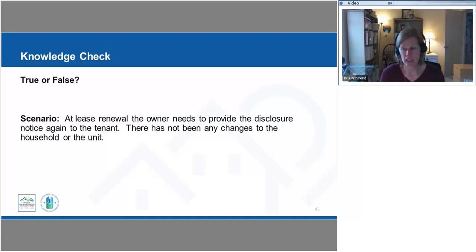All right, we have a knowledge check that we're going to set up as a poll, I believe. Yep, there we go. Thanks, Sharita. So it should show up as a poll for you, and then you can choose what you think is the correct answer. So the question is true or false? At lease renewal, the owner needs to provide the disclosure notice again to the tenant. There has not been any changes to the household or the unit. So what do you think? Is this true or false?